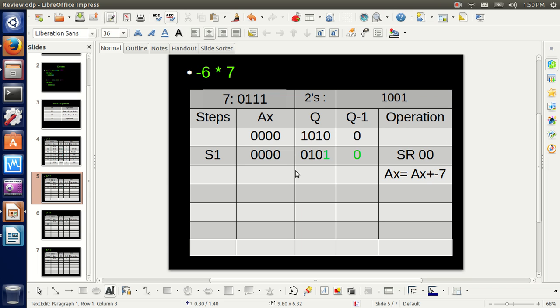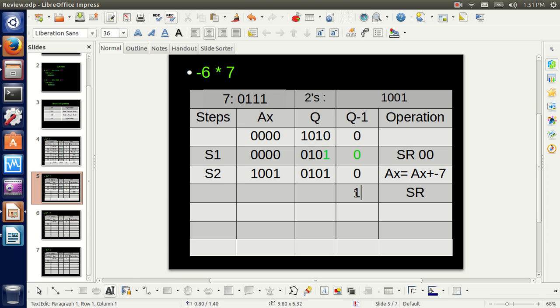So what we'll do is I'll add to the accumulator the 2's complement, which is the -7, and here I'll have 0 1 0 1. Here I'll have a 0, and this is step 2. And now I'll do another shift. After I do a subtraction or addition, I'll do a shift, and all of this is still step 2.